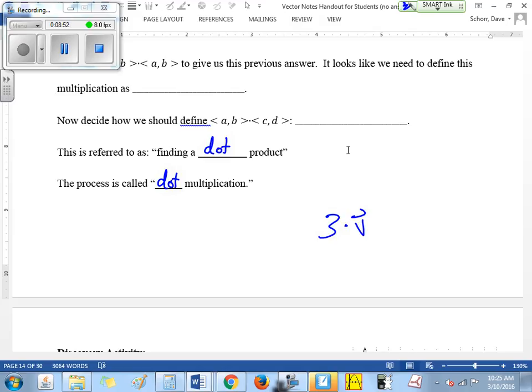It's not this. That's why I won't call it scalar multiplying. A lot of teachers do, but I won't call it that. I'm going to call it dot multiplying. That way you won't be confused. It's not multiplying a vector by a scalar. It's multiplying two vectors to create a scalar, a number.